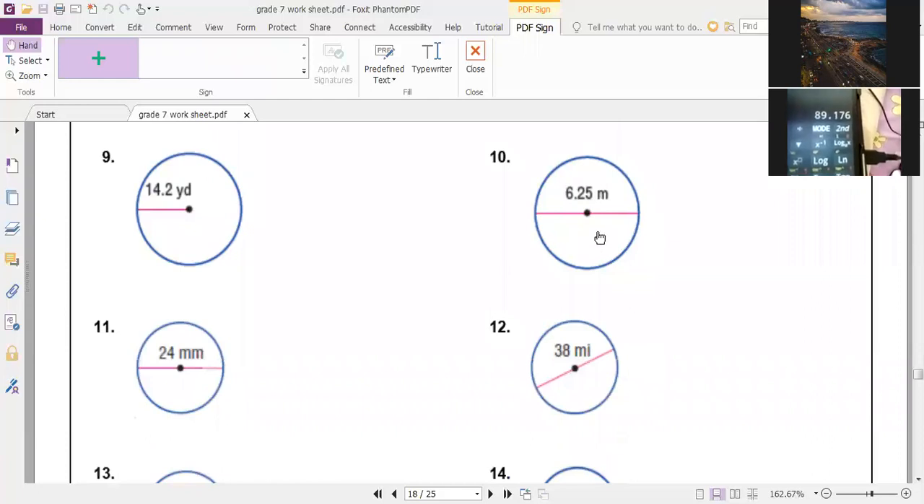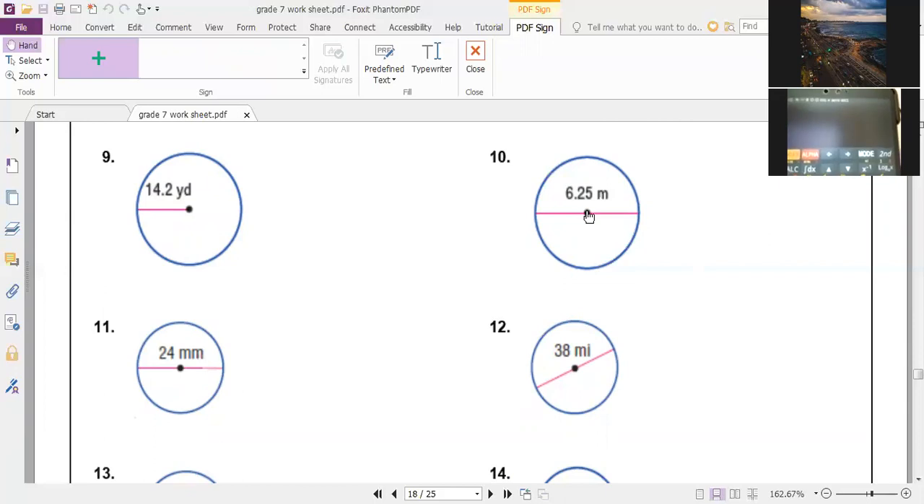The next example, number 10. Here I have the diameter. He gives me here the diameter. What do we do in this case? We have the diameter because this line segment is joining 2 points on the circle, the longest line segment joining 2 points and passing through the center. It's called the diameter. The diameter, my friend, has two definitions.